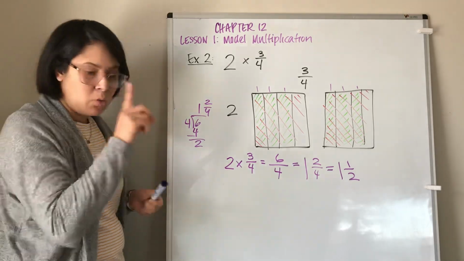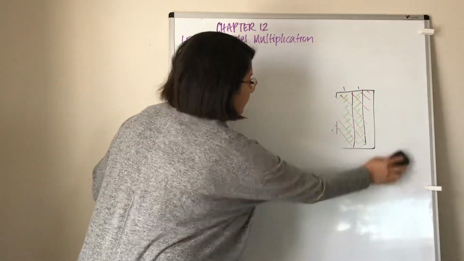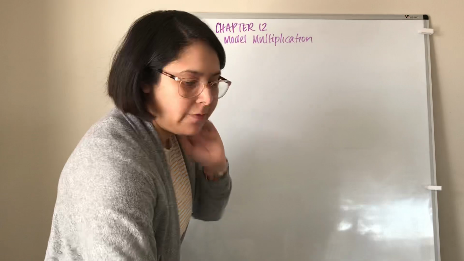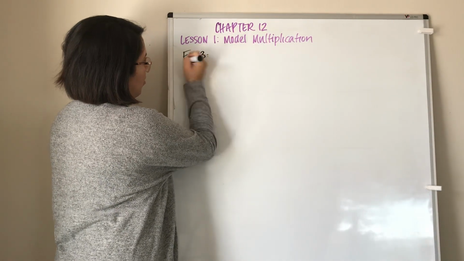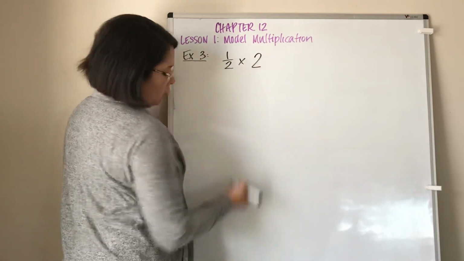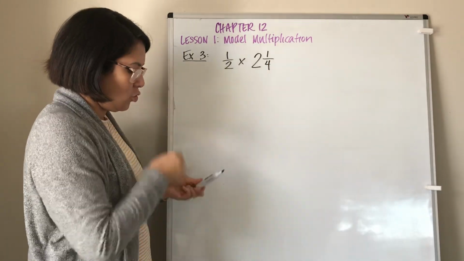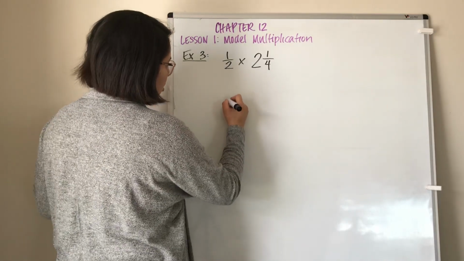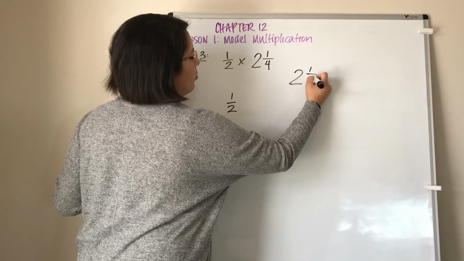All right, I'm going to do one more example here. This is going to be a little bit of a longer video. Example 3. 1/2 times 2, there's my whole number, and 1/4. So remember, I have 1/2 over here, and my 2 and 1/4. It doesn't matter where you put them.